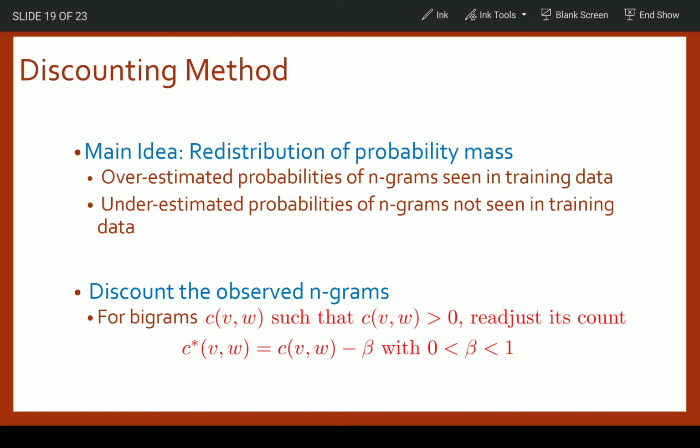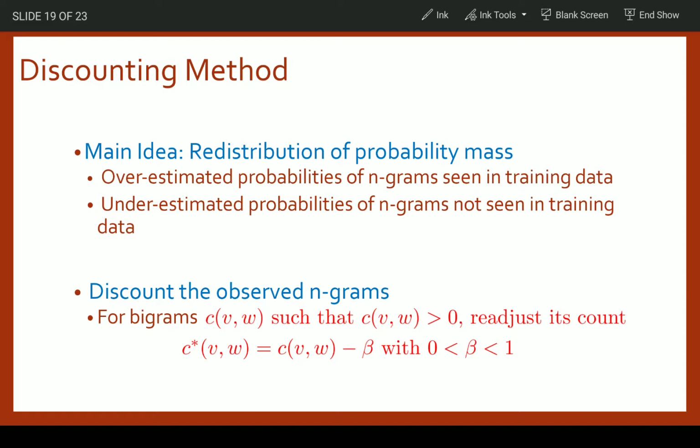The n-grams which we are observing in our training data, we are overestimating those probabilities, and we are underestimating the probabilities of the n-grams which are not seen in our training data. So the idea is that whatever we are overestimating, we will take away some probability mass from those n-grams and distribute it to the ones which we have not seen, or for which the count is actually 0. So that's the main idea for the discounting method.